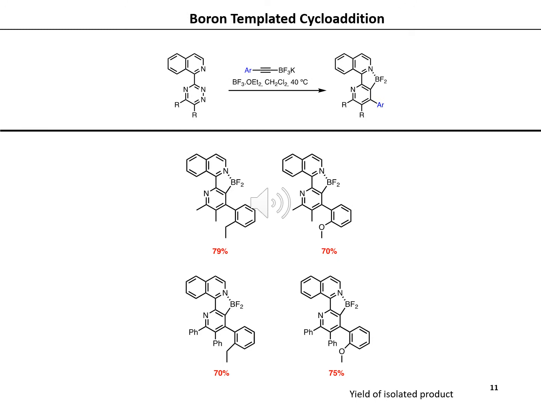This reaction was continued with the isoquinoline derivative and provided the same range of yield in both compounds, bearing a methoxy group or ethyl group, and a methyl or phenyl group on the pyridine ring.